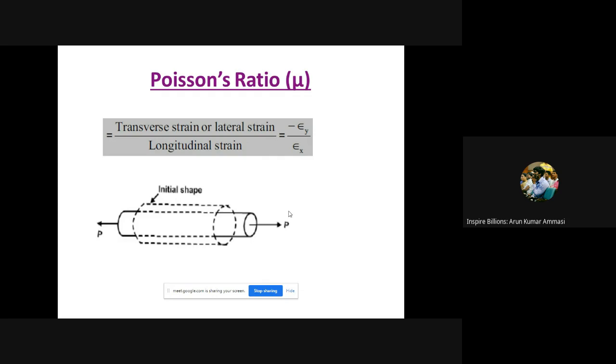seeing another term called Poisson's ratio. Whenever a tensile load is applied on a material, there is a change in the dimension along the transverse direction that causes strain, and there is a contraction in the longitudinal direction that causes strain. The strain caused in the transverse and longitudinal directions can be related with the Poisson's ratio, mostly in the negative value. So it is represented as transverse strain or lateral strain divided by longitudinal strain.